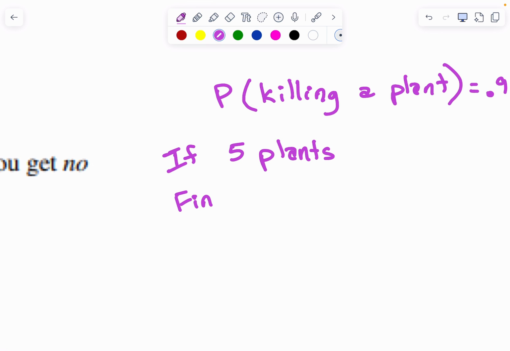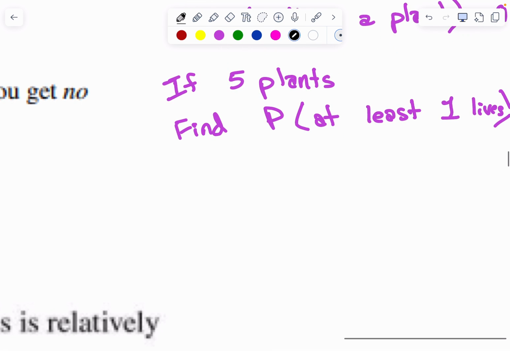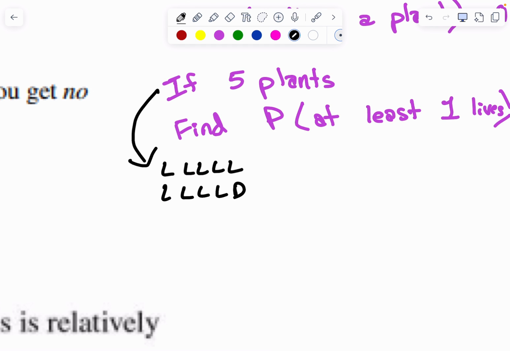Find the probability that at least one lives. Okay, find the probability that at least one of them is going to live. Okay? All right? 5 plants, at least one of them lives. Now, if I'm talking about all 5 of my plants, I could have a live, which is probably not going to happen. I could have a live, die, right? I could have a live, die. Or I could have a live, die, live.